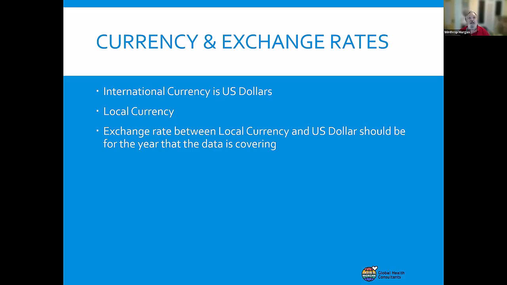Also, I found that the best exchange rate source was the United Nations. The United Nations has exchange rates. You can just look up UN exchange rates. They have historical exchange rates that are comparable across many studies that people do. So I'd recommend that you use those exchange rates.